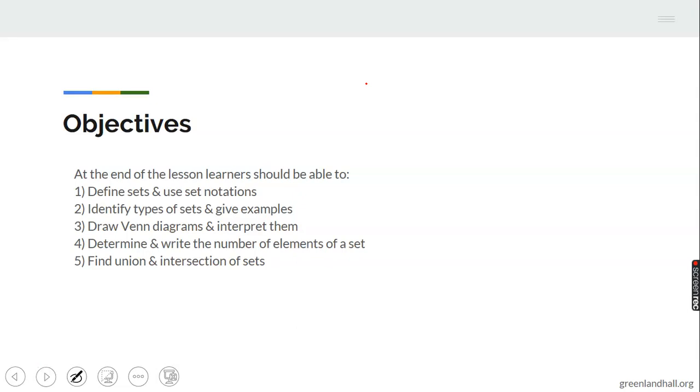And these are the objectives. One, define sets. Two, identify types of sets and give examples. Three, Venn diagrams and interpretation of them. Four, determine and write the number of elements of a set. And lastly, find the union and intersection of sets.